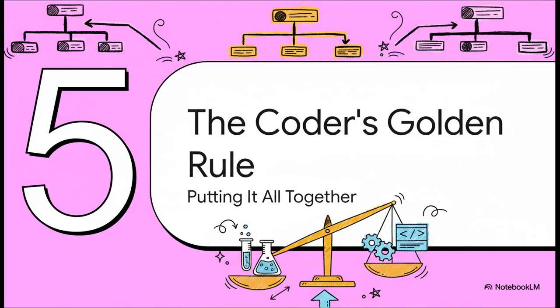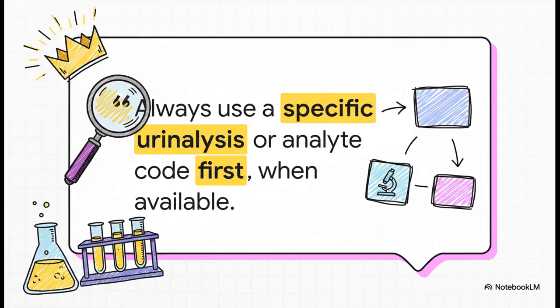Phew. Okay, we walked down both paths of our decision tree, so let's zoom out for a second and put it all together into one simple but really powerful principle that's going to guide you for your entire coding career. This is it. This is the coder's golden rule. If you only remember one thing from this whole explainer, make it this: specificity is king. Always hunt for the most precise code you can find before you even think about using an unlisted one. This isn't just some friendly advice. It's the absolute bedrock of accurate and ethical coding.